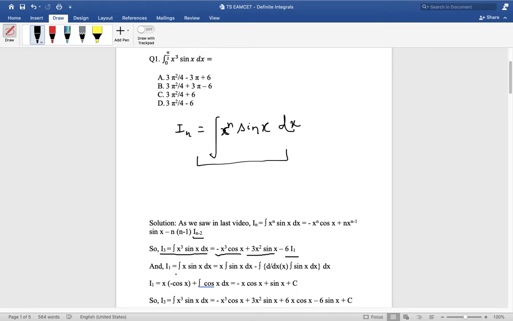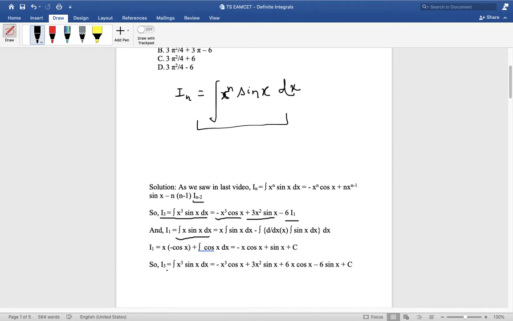So I1 is equal to the integral of x sine x dx. Now this is a very easy by parts function. X into the integral of sine, minus the integral of the differential of x into the integral of sine. Differential of x is 1. Integral of sine is minus cos. So minus x cos x plus cos x, because minus into minus is plus. And the integral of cos is what? Sine. So I1 is minus x cos x plus sine x plus c. So what will be I3? I will just put this I1 over here. So I will get I3 is equal to minus x cube cos x plus 3x square sine x plus 6x cos x minus 6 sine x plus c.